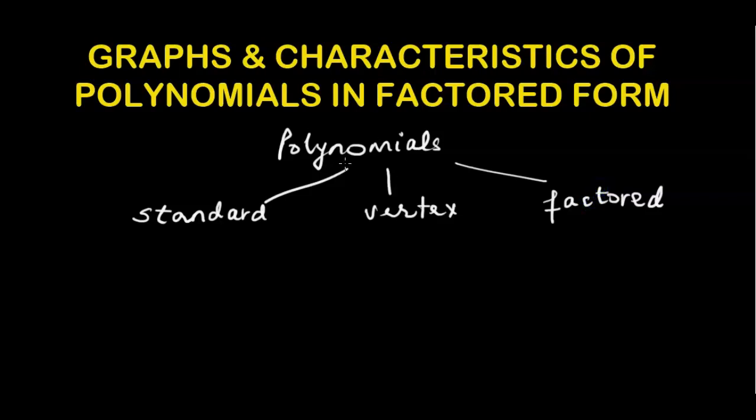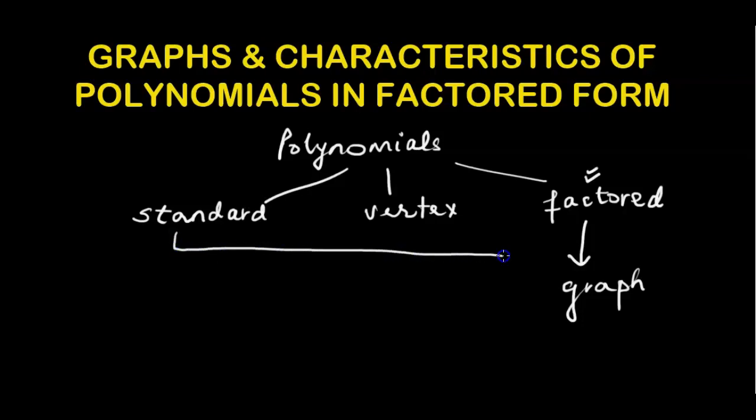If we want to draw a graph of a given polynomial function, the best form is the factored form. Factored form can be easily turned into a graph using a few steps. These steps we will discuss in this lesson. If we are given a polynomial in standard form, then we first have to change it to factored form, and then from the factored form we'll get the graph using the same steps.